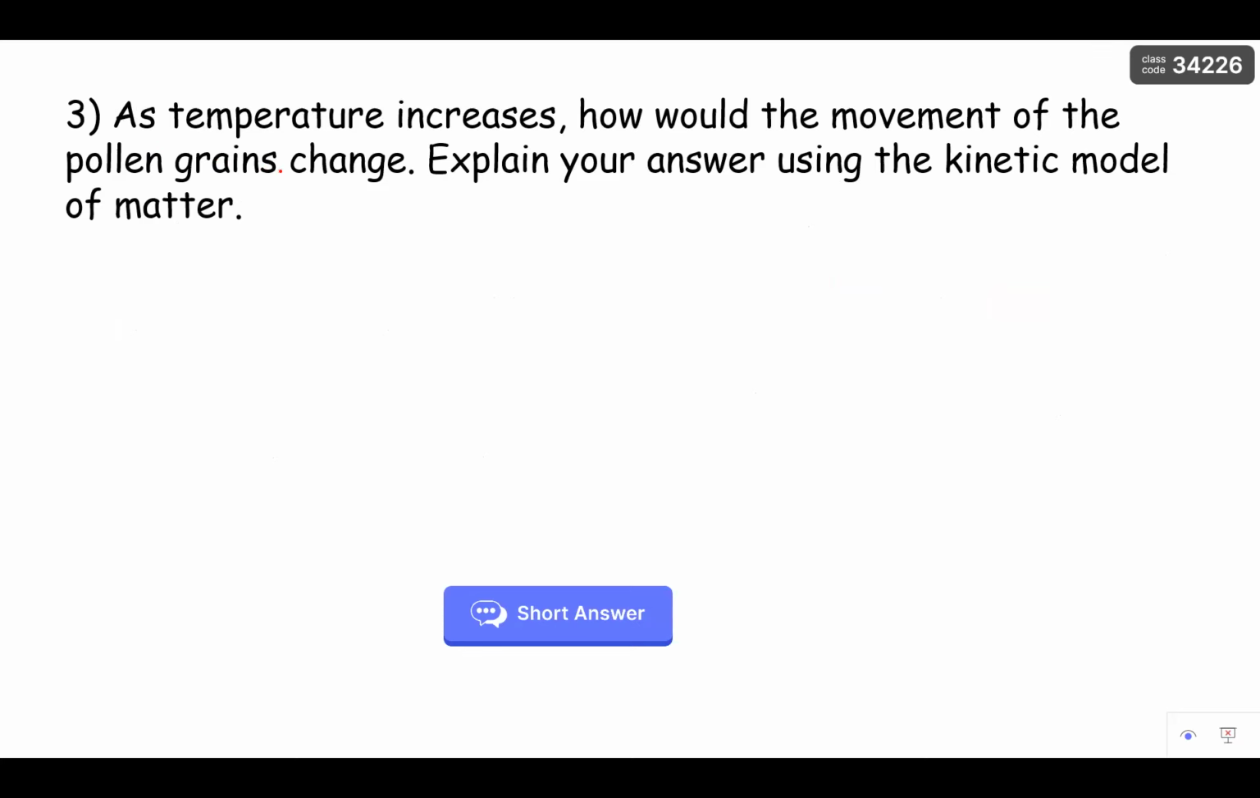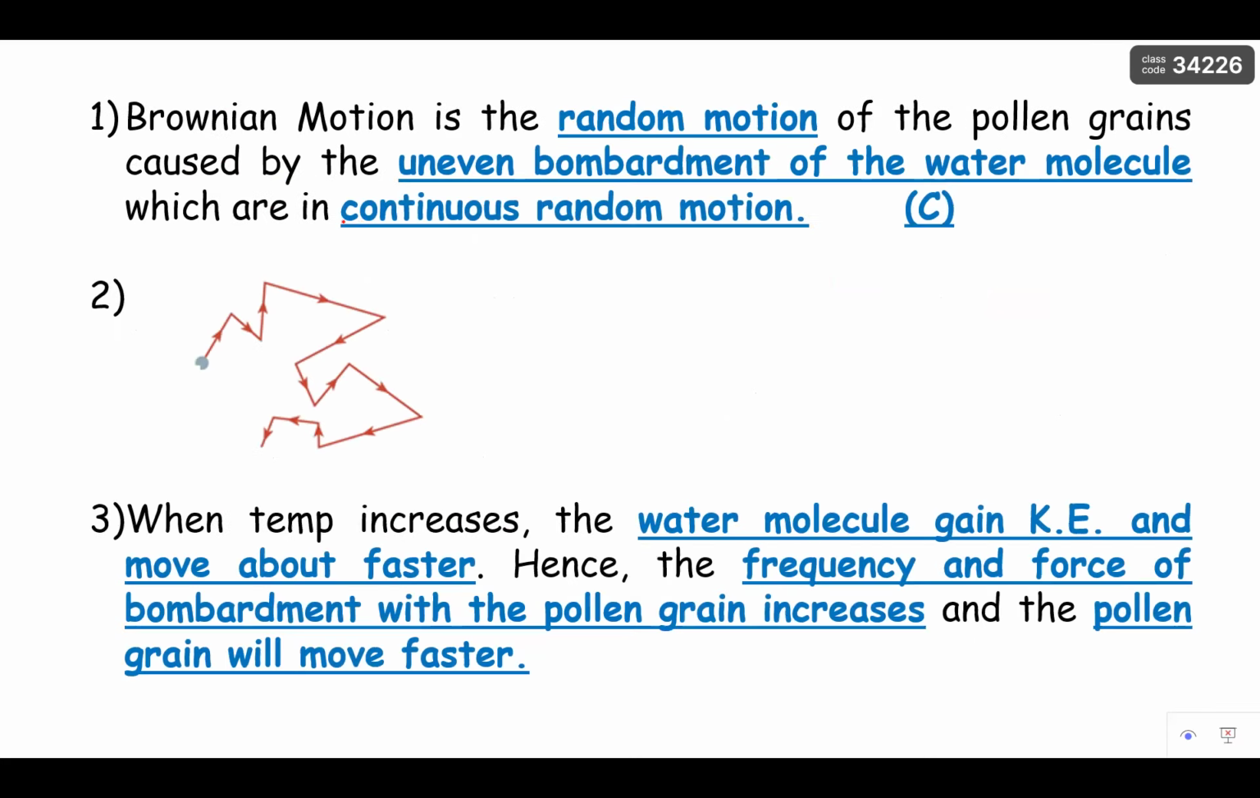As temperature increase, how would the movement of the pollen grains change? Explain your answer using the kinetic model of matter. Every time the question asks you to explain using kinetic model of matter, you need to mention in terms of what happens to the particles. Okay, so this is the answer.